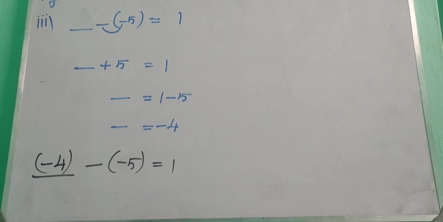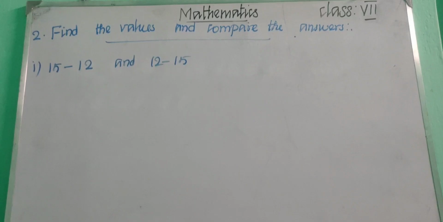And then the second one: find the values and compare the answers. Just pause the video and complete it. Then try the second question after this. The next question: find the values and compare the answers. The first one is 15 minus 12 and 12 minus 15. It seems like the commutative property, right? Already we know in subtraction the commutative property does not hold. So let us check it.